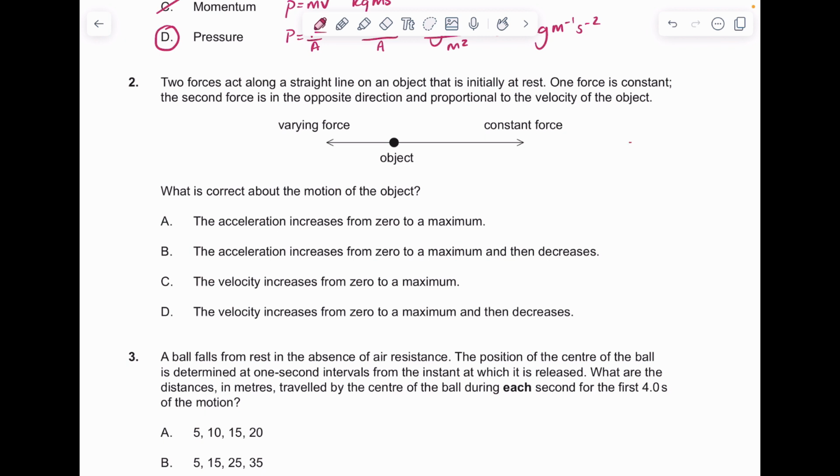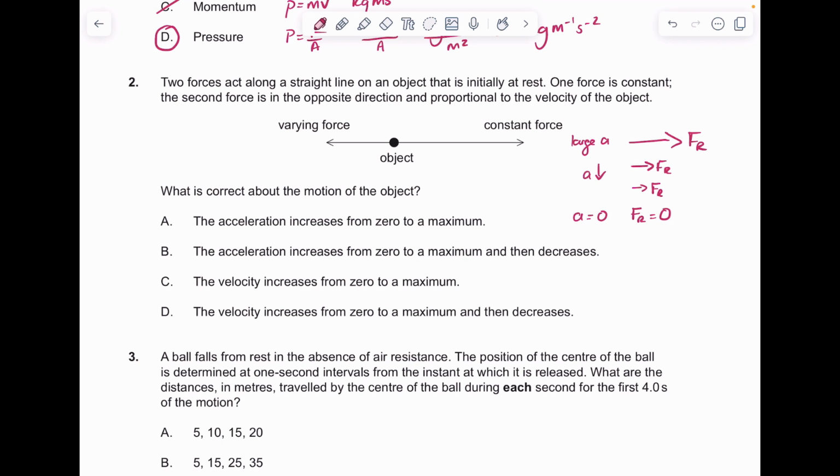So essentially, initially the resultant force is large and to the right, but then as the speed increases, that varying force to the left is going to also increase. So over time, our resultant force is going to get smaller and smaller and smaller until our resultant force is equal to 0. And at that point, it's going to be moving at a constant speed. So we're starting off with an initially large acceleration. That acceleration is decreasing over time until we get to acceleration equal to 0 once the two forces are balanced.